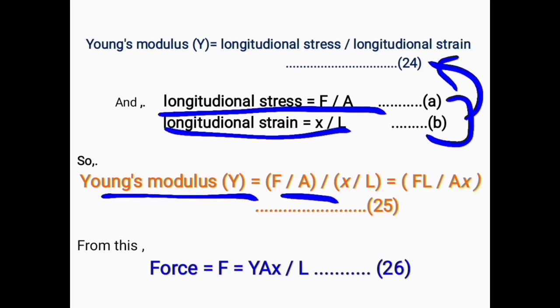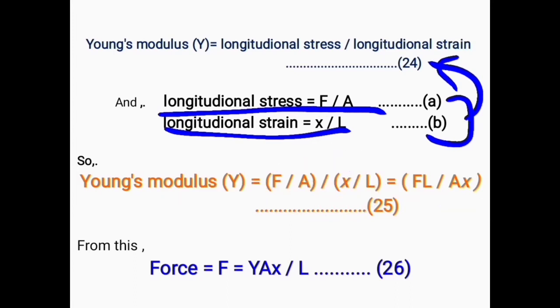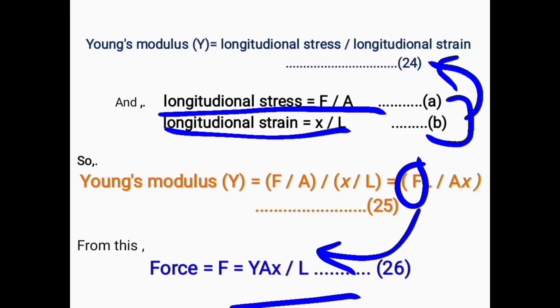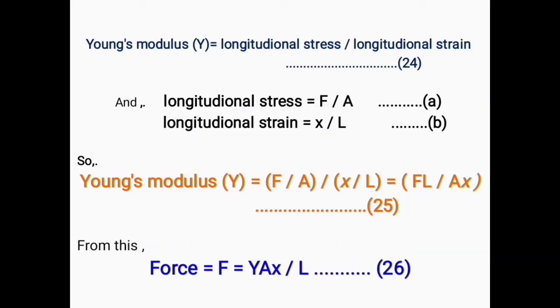per unit area whole divided by change in length per original length. After rearranging this term, we will get force into original length divided by area of cross section into extension or elongation. Rearranging this equation number 25, we will get force. We need to find this force, and from equation 25 we get the value of force: Young's modulus into area of cross section into extension x divided by original length. This is the important formula of force. Please note this equation in your notebook, equation number 26. Here we have found the formula of force.